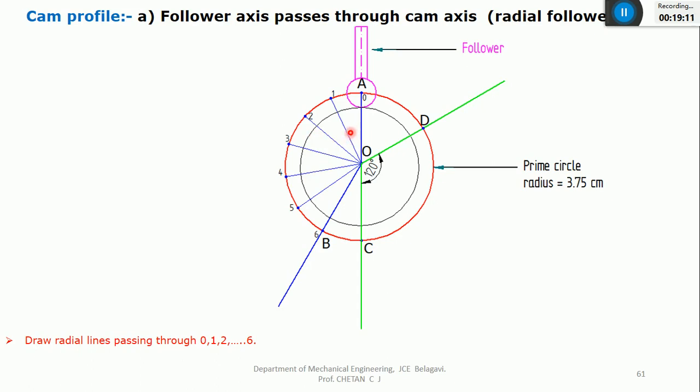And each angle is 25, 25, 25, 25, and 25. You can call these the radial lines, which are joining these 6 points to the center of the circle. And after that, what is the next step? Just extend all these blue color lines to some convenient distance.